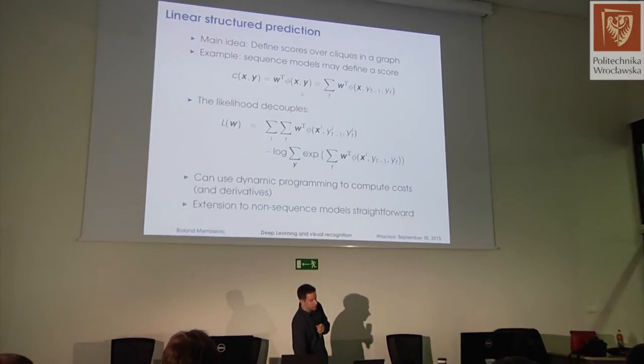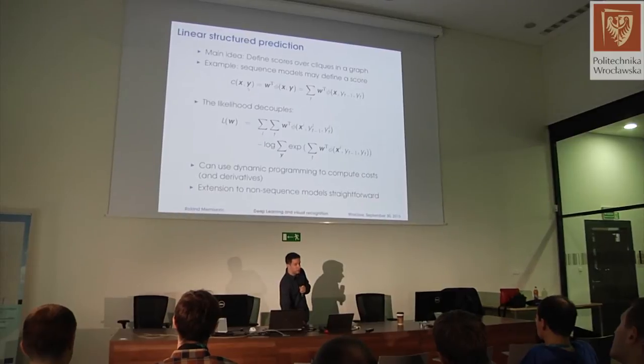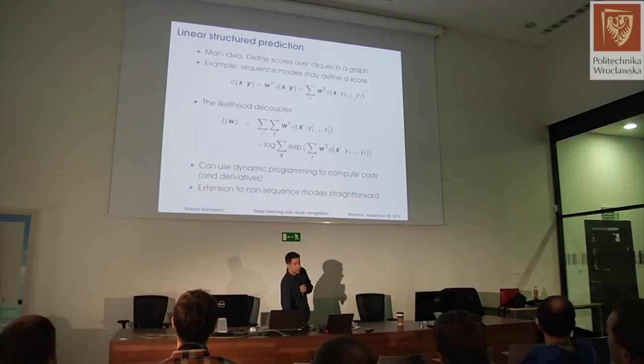If you can compute your score that scores responses y to an input x as a sum over pairs, for example, of units here, in which case you implicitly make a pairwise chain assumption on your labels, then it turns out everything is fine and training will work and so on. Because then it turns out you can use dynamic programming.